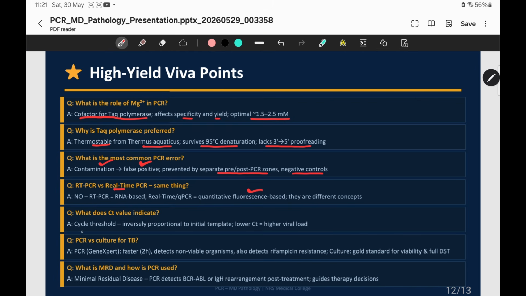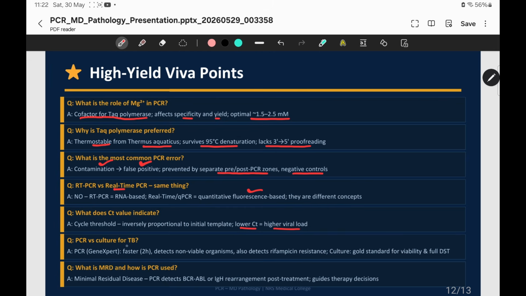What does CT value indicate? The CT value indicates the cycle threshold, that it is inversely proportional to the initial template or the initial amount of the DNA present in our sample. Lower cycle threshold means higher viral load.